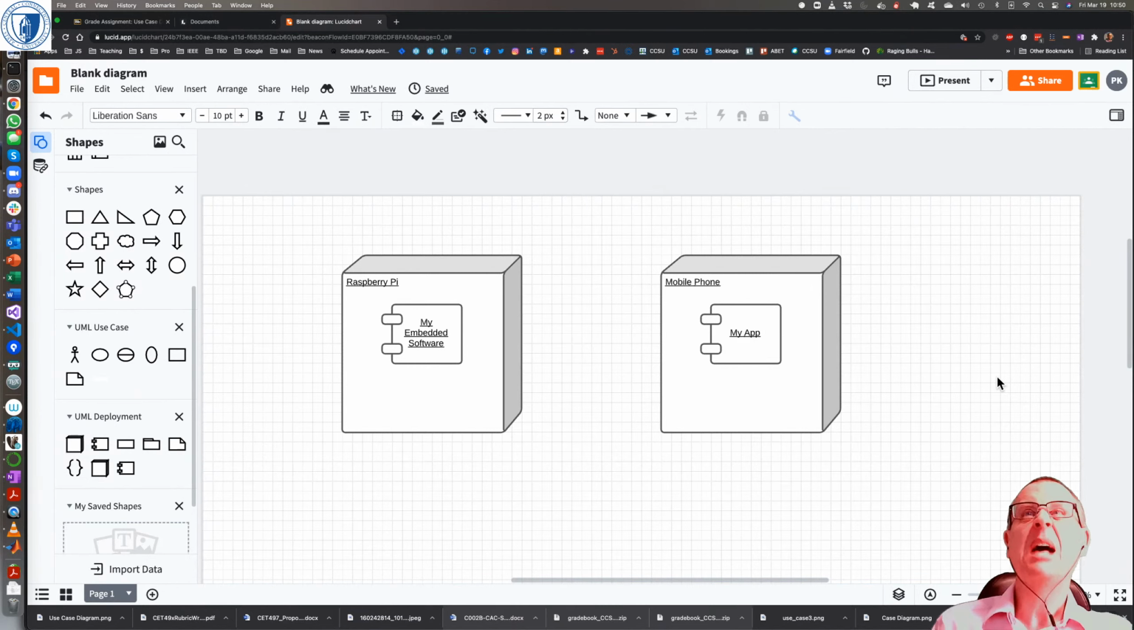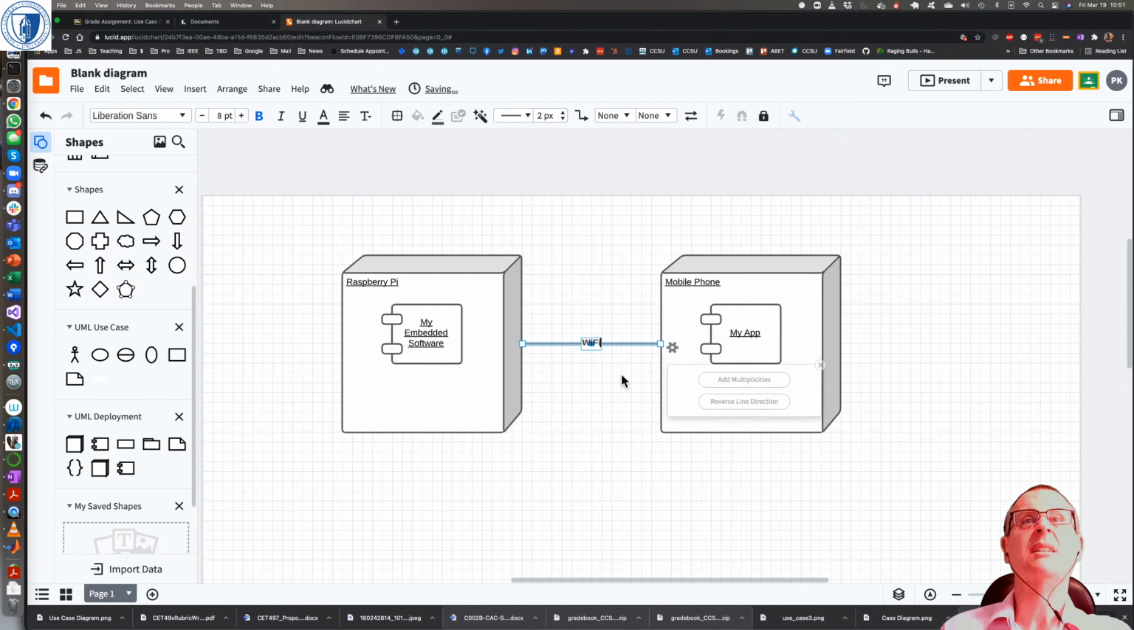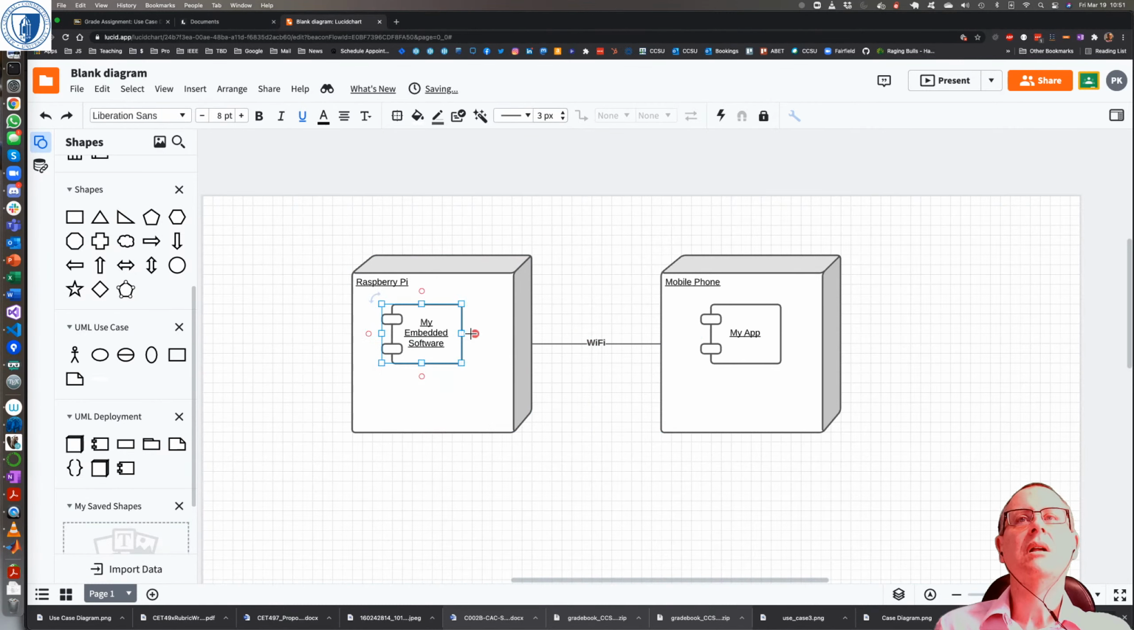Okay, other things that happen, well, you need to connect stuff up. There might be a connection here, and maybe this is over Wi-Fi. If it's over Cat5, you need to say that. Maybe you also want to do connections between your software. Maybe your embedded software connects there, and maybe this is over HTTPS. Maybe it's some other connection.